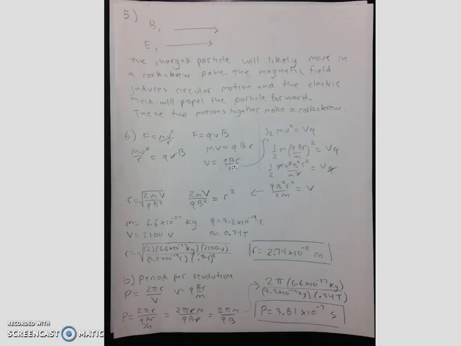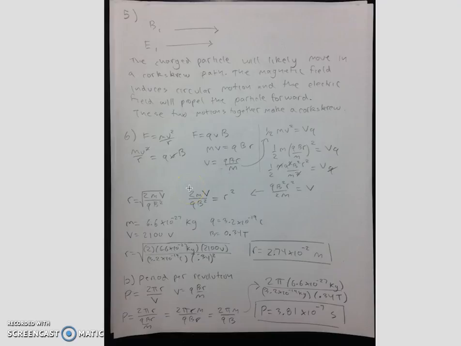Then number 6, we have the scenario that we have a doubly charged helium atom whose mass is 6.6 times 10 to the negative 27 kilograms, and it's accelerated by a voltage of 2100 volts. And so what is the radius of curvature if it moves in a plane perpendicular to a uniform 0.340 Tesla field, and what is the period of revolution? And so you see my work here.